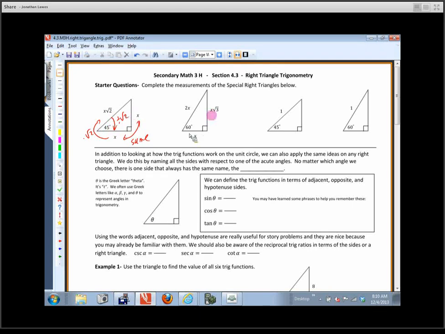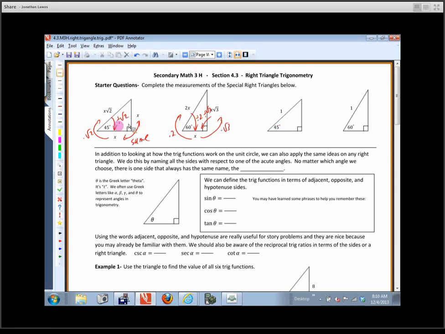And on a 30, 60, 90, if you can figure out what the short leg is, you can figure out everything on there. So everything goes through the short leg, so we'll write everything with respect to that. You times by 2 to go from the short leg to the hypotenuse. You divide by 2 to go from the hypotenuse to the short leg. And then to go from the short leg to the long leg, you times by radical 3. And to go from the long leg to the short leg, you divide by radical 3. Okay? So those are the relationships there.